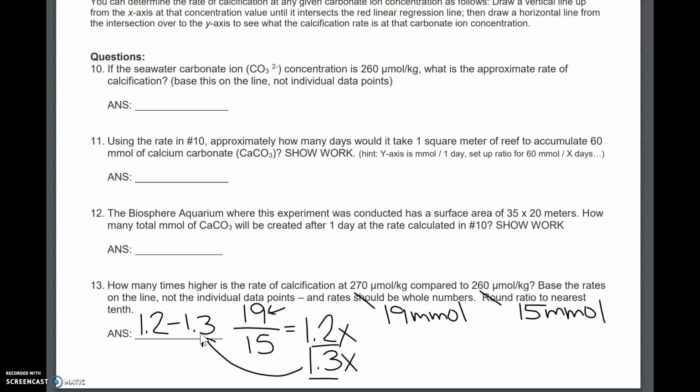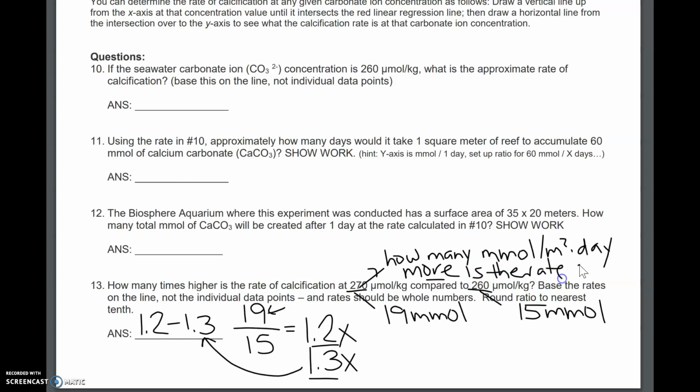But on the other hand, what if I just said how many millimoles more is it at 270 than 260? So if my question instead was how many millimoles per square meter per day more is the rate at 270 versus 260. Now, I'm not asking the same question, right? I literally want to know how many more millimoles, not how many times more. So I would just do 19 minus 15. And my answer would be 4. So it would be 4 millimoles per square meter per day more.